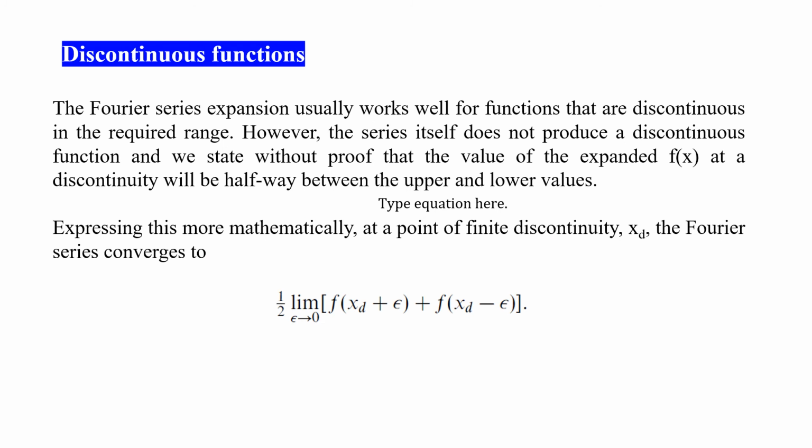The Fourier series expansion usually works well for functions that are discontinuous in the required range. However, the series itself does not produce a discontinuous function, and we state without proof that the value of the expanded f of x at a discontinuity will be halfway between the upper and lower values. Expressing this more mathematically, at a point of finite discontinuity x_t, the Fourier series converges to 1/2 the limit of f of x_t plus epsilon plus f of x_t minus epsilon as epsilon approaches 0.